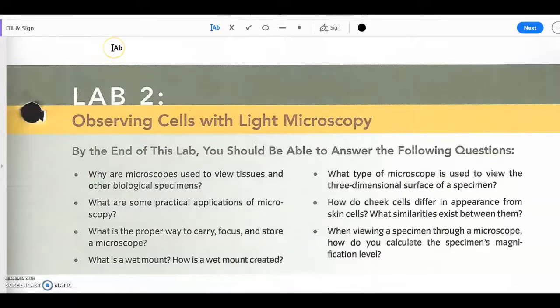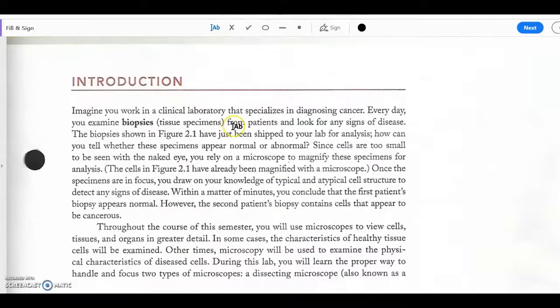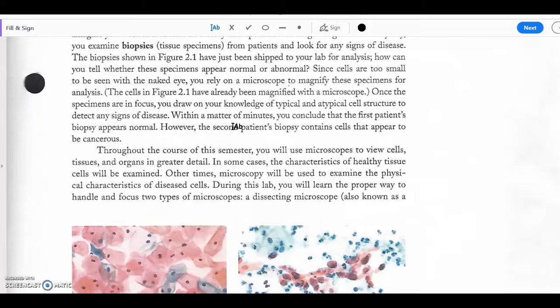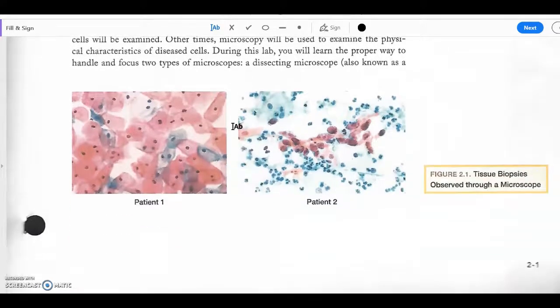So today we're going to talk about light microscopy, how I observe the cells. As usual, I leave reading the introduction for you. I urge you to do that. It's important because the information there will be critical to help you to answer the questions at the end of the lab.